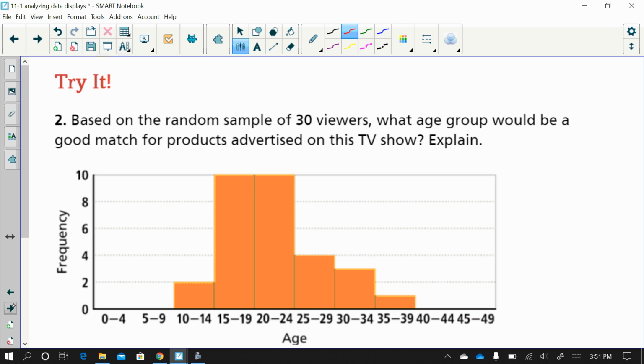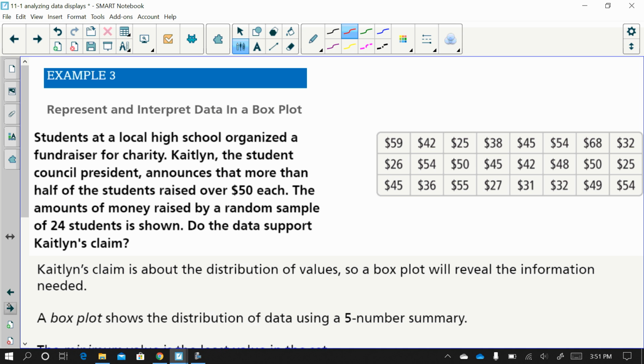Based on the random sample, what age group would be a good match? I again look for the two biggest bars. 15 to 24. 15 to 24 would be much better. Okay, example 3, we're going to do a box plot. It's also called a box and whisker. If I ever say box and whisker, it's the same thing.